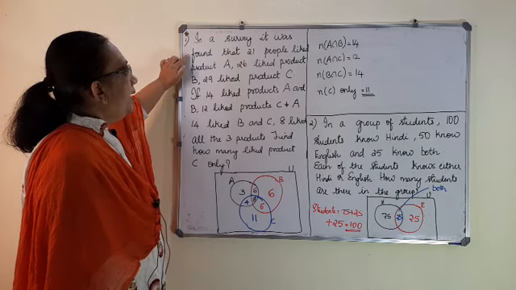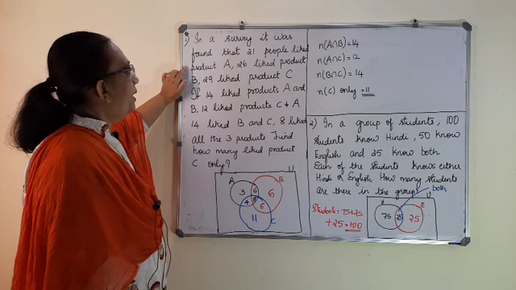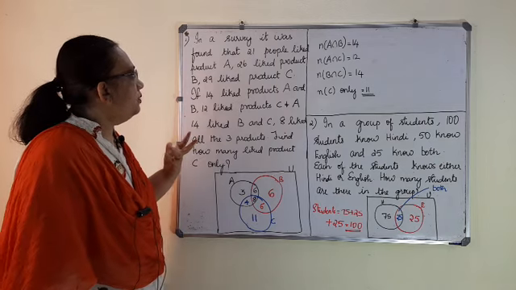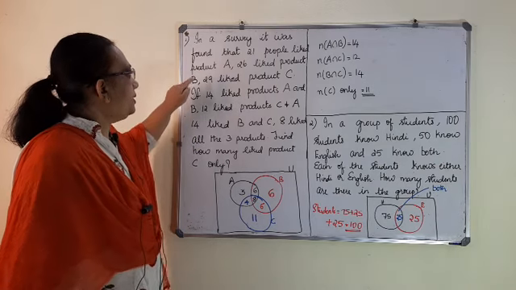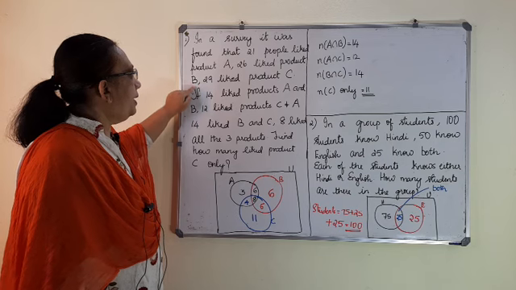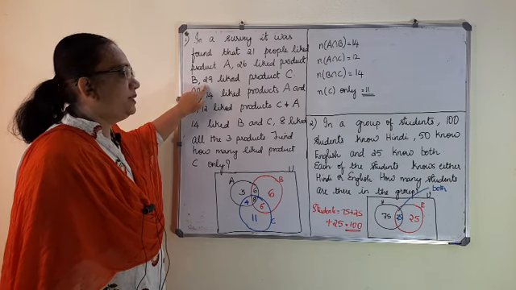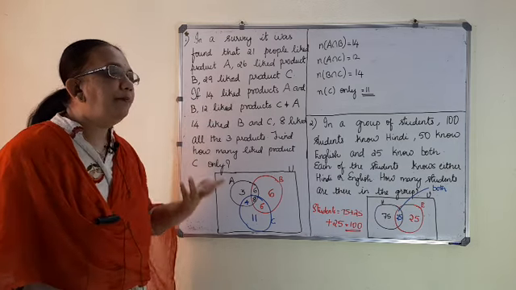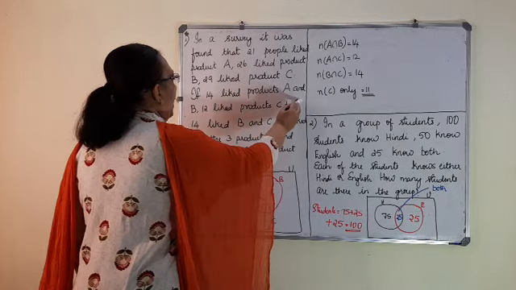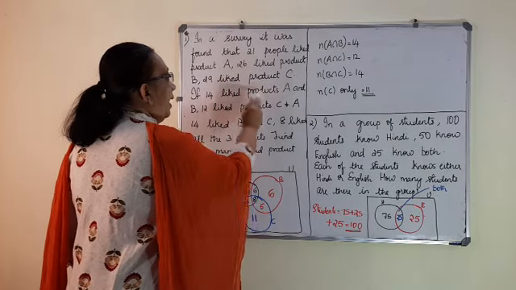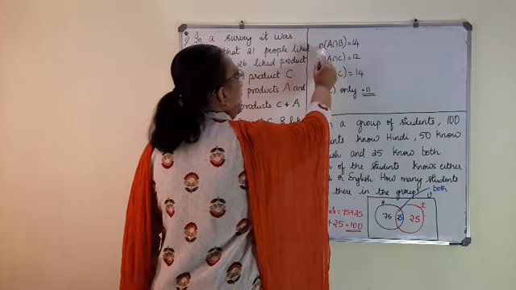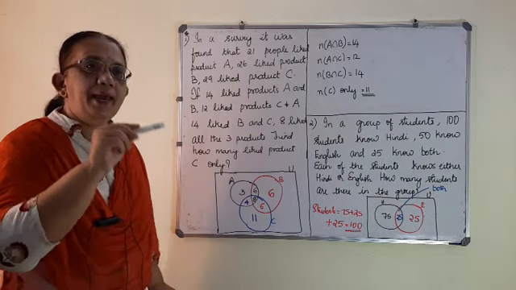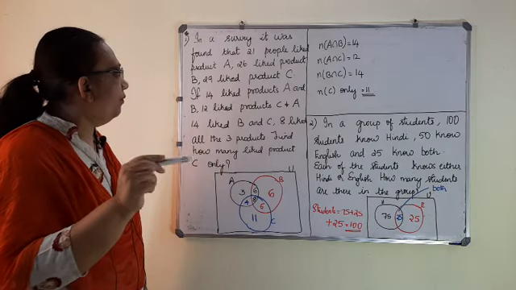From a survey, it was found that 21 people liked product A, 26 liked product B, 29 liked product C. If 14 liked products A and B, so there are some people who liked both, that can be written as n of A intersection B is equal to 14.